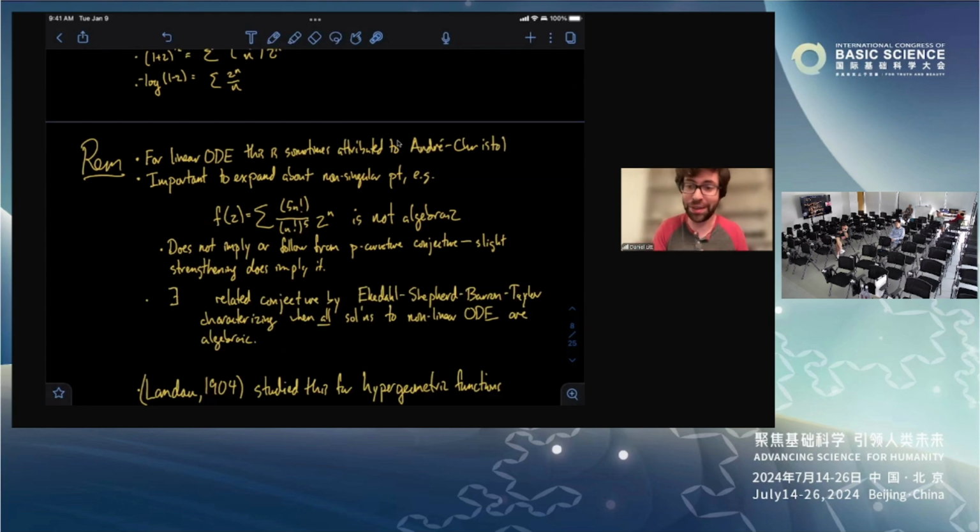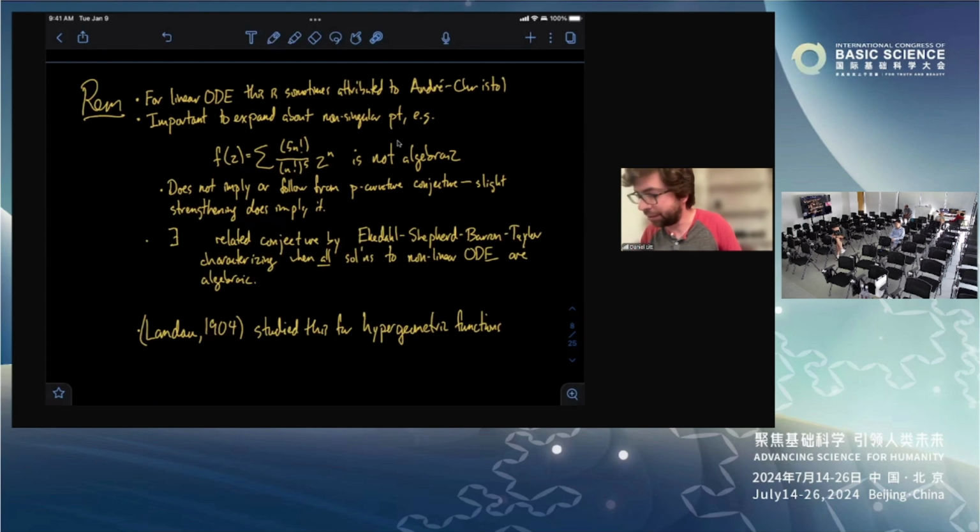It's completely open, but I think it's somehow not as strong as you would want, just because typically for a nonlinear ODE, there are some sporadic algebraic solutions, and then the general solution is not algebraic, or can be kind of wildly transcendental.